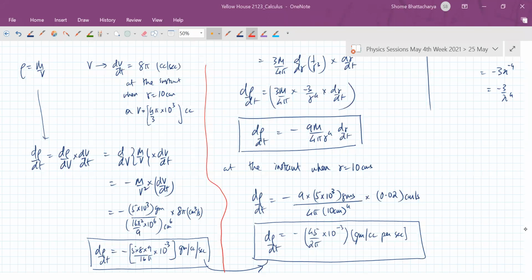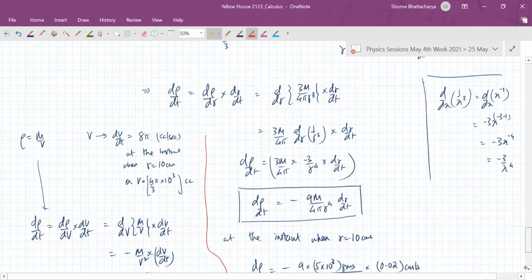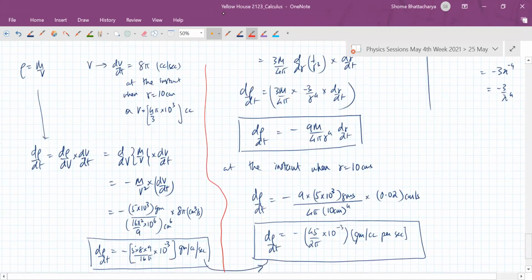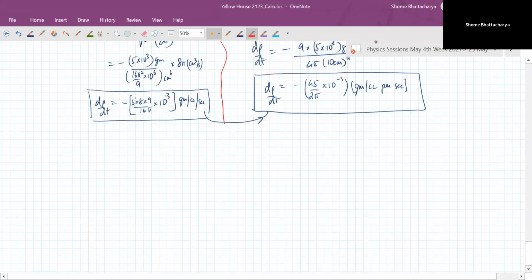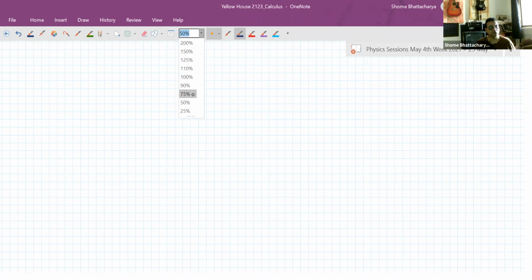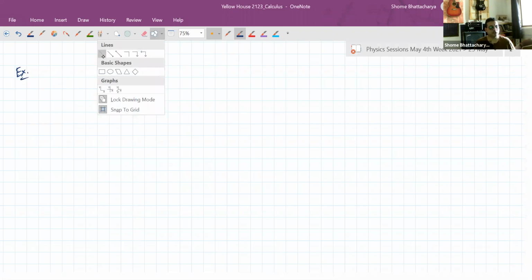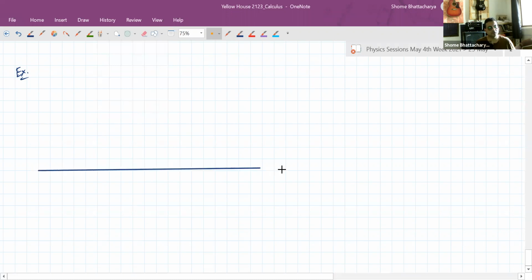Okay, so this was an example of the application of chain rule. Now let's also look at an example where we have a situation where chain rule with the application of differentiation of trigonometric functions comes into play. So a typical example of something like that is when you're looking at the angle of elevation of a vertically moving point.